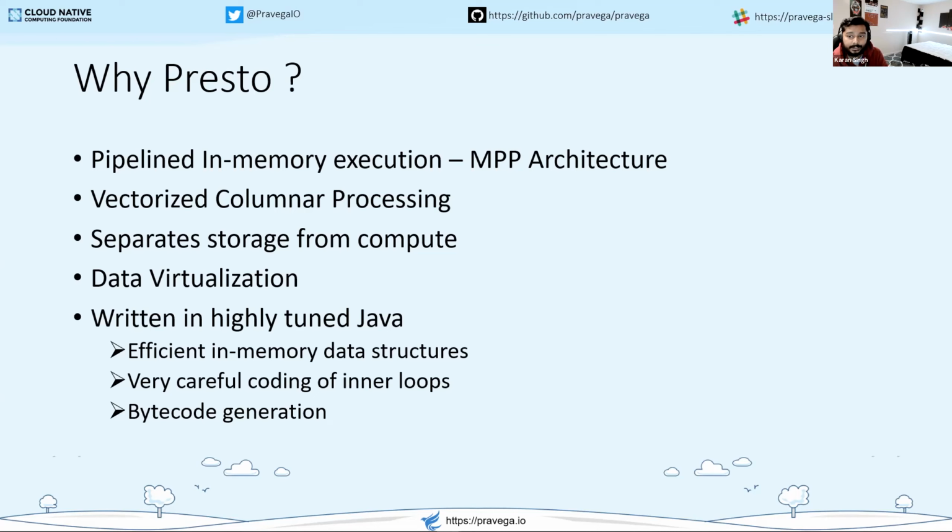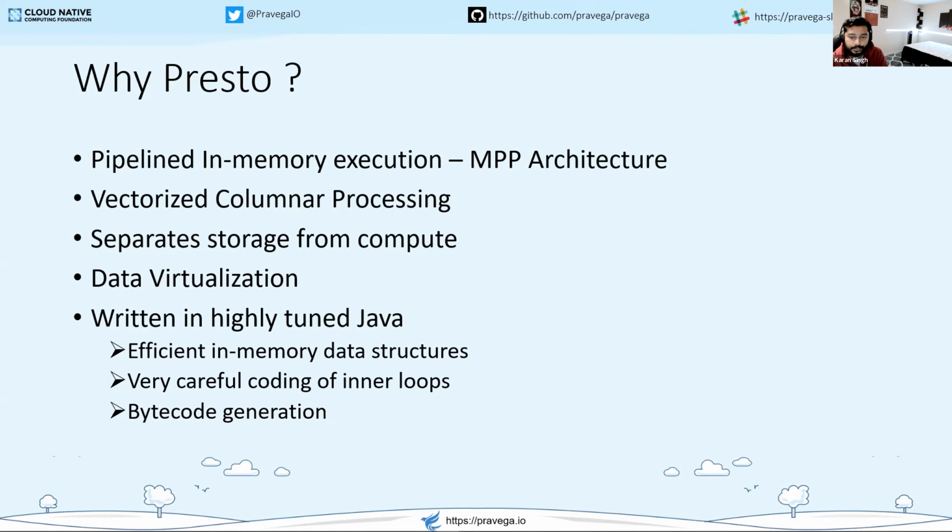It supports a pipelined in-memory execution and is a classical MPP, which is nothing but massively parallel processing architecture that we just saw earlier. It has support for vectorized columnar processing, which is really important because it reduces the amount of data to be processed as compared to a row-based processing, and thus resulting in faster queries and faster results. We already talked about how it separates storage from compute. We do not process the data where it lives. We can process the data in the compute layer, and thus there is a difference between the storage and compute.